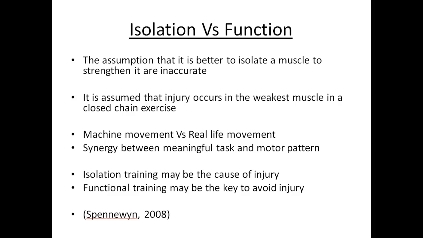So we've got to potentially isolate a muscle first, and then integrate it into the function. We can't just isolate the muscle, get it stronger, and expect it to be better. So there's an assumption that if we just strengthen a muscle, then we get better everything, and that's just not true. There's timing, there's the feel of it. Okay, there's so much more than just training a muscle. And it's assumed that injury occurs at the weakest link in a closed kinetic chain. This might not always be the case.